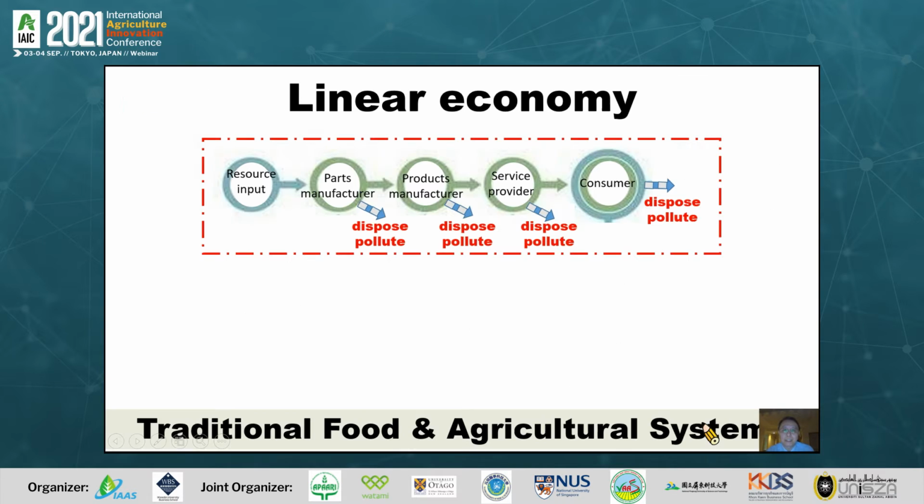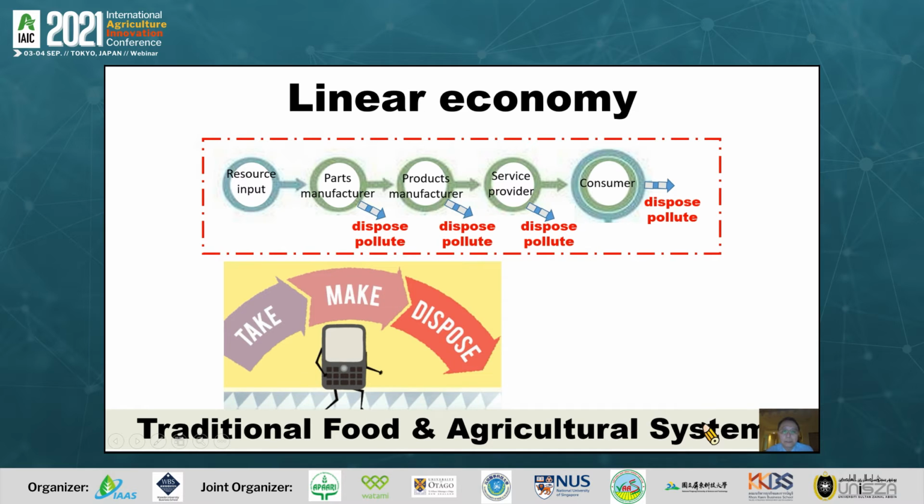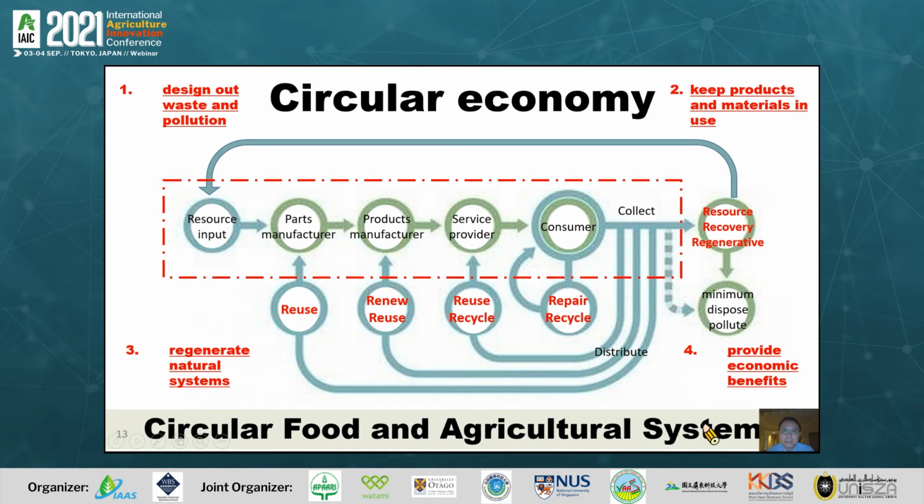The traditional food and agricultural system is a kind of linear economics. In these systems, we take the resource, we produce the product, and we dispose. We also pollute the environment. So this is really not natural. Nature doesn't do such things.